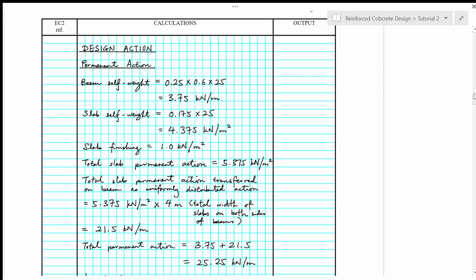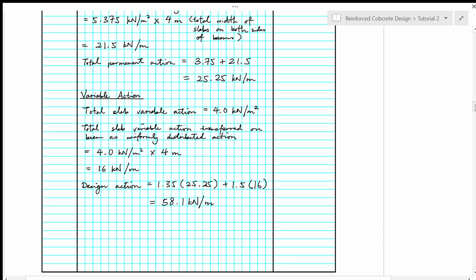So that gives us a total permanent action of 3.75 plus 21.5. So that gives us a total permanent action of 3.5 kilonewton per meter length from the beam self-weight, and then plus the permanent action on the slab that is transferred to the beam as uniformly distributed load of 21.5 kilonewton per meter length. So we get total permanent action as 25.25 kilonewton per meter length.